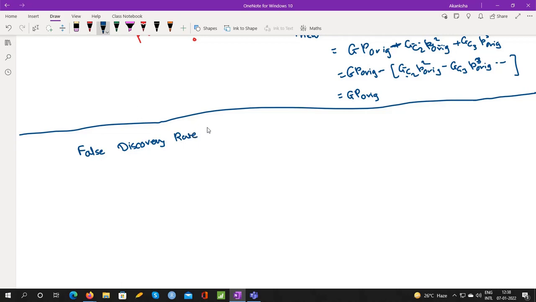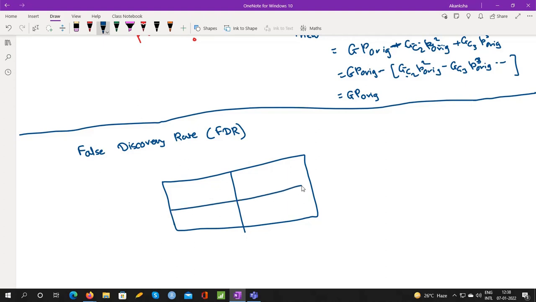It is known as FDR. FDR is false discovery rate. So how is FDR defined? Out of all the discoveries, you have to see how many are false discoveries. That is how false discovery rate is defined.